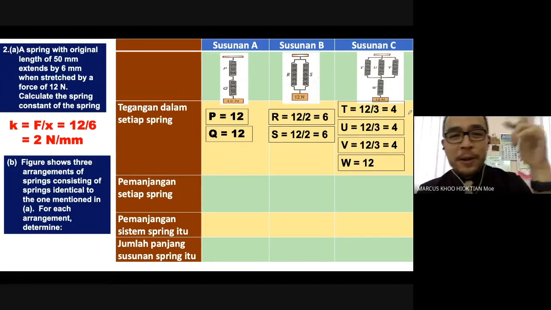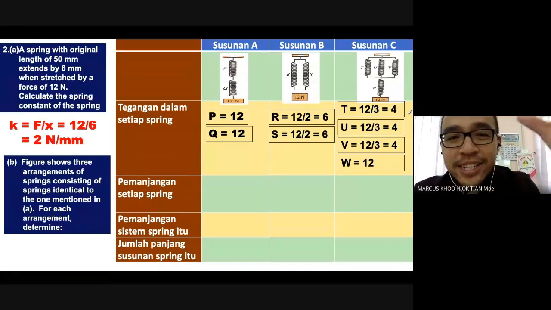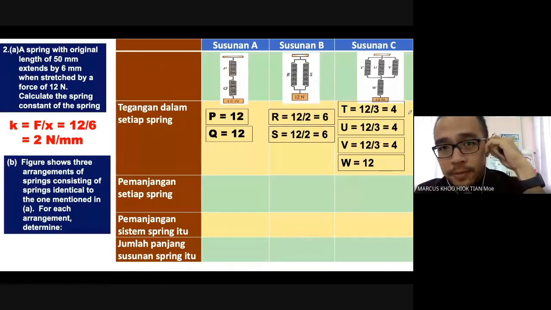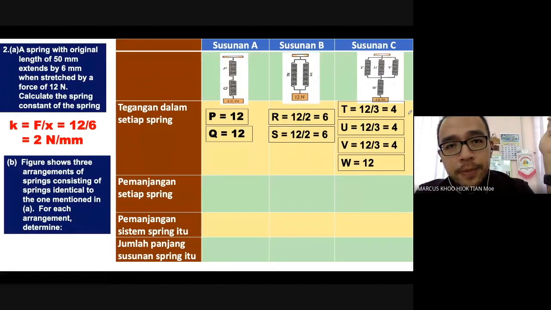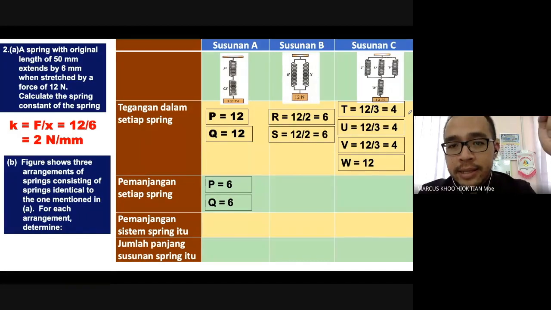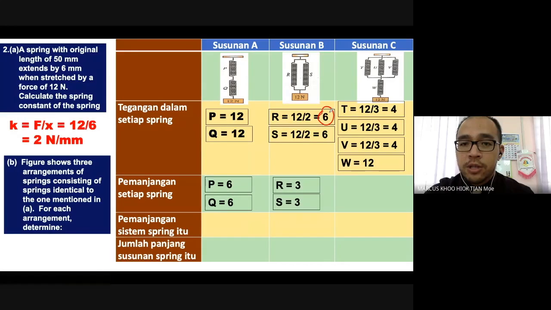Okay, so extension on every spring. Tell me the extension on P and Q, please. 6, 6. It will be 6 and 6 because they each experience 12 newtons. What about R and S? If they each experience only 6 newtons, what is their extension? 3, 3. Okay, it will be 3, 3.